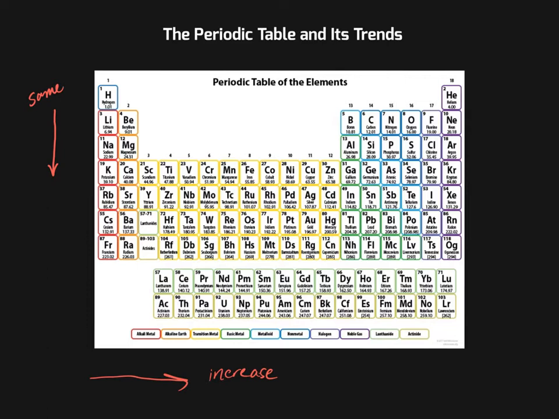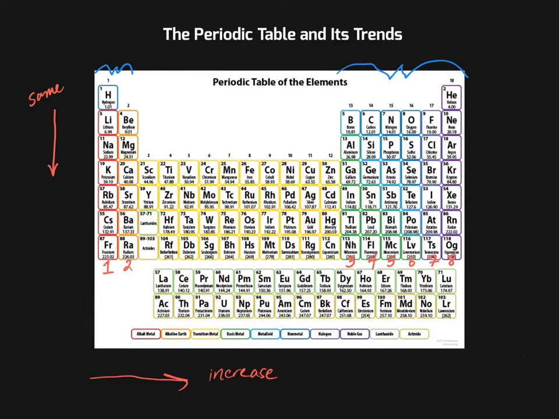However, when we're taking a look at groups 1 and 2, and 13 through 18, we know exactly how many valence electrons those elements have. So in our first group, the alkali metals, they have 1 valence electron. In our second group, the alkaline earth metals, they have 2 valence electrons. Skipping these goofy transition metals, our group 13 has 3, group 14 has 4, and we can complete that all the way through.